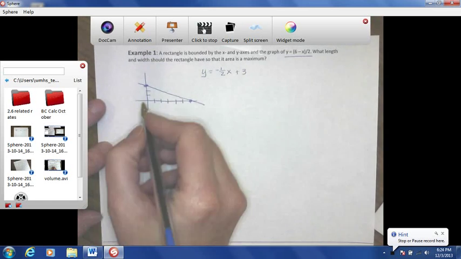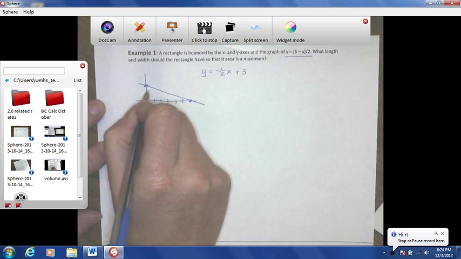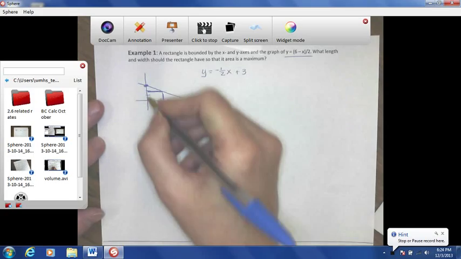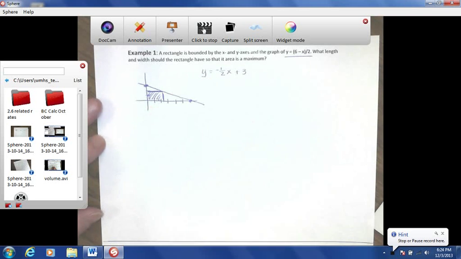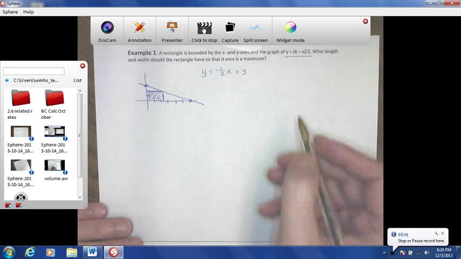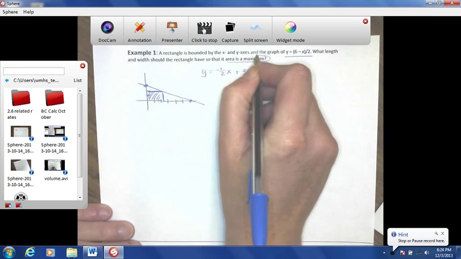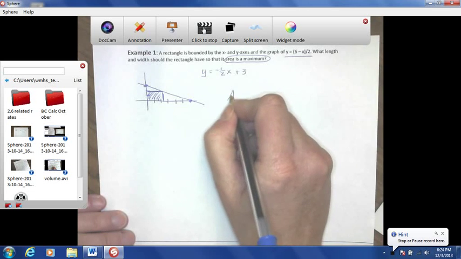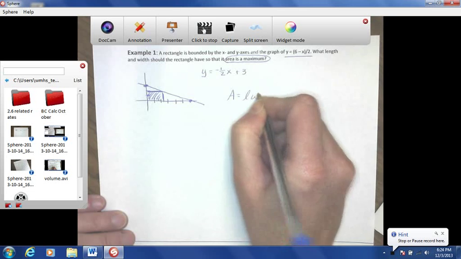So what we're going to do is create a rectangle inside this triangular shape, and we are going to figure out what dimensions that rectangle needs to have in order to get the most area. So since we are trying to maximize the area, what I would start with is the area of a rectangle. Now, the area of a rectangle is typically the length times the width.